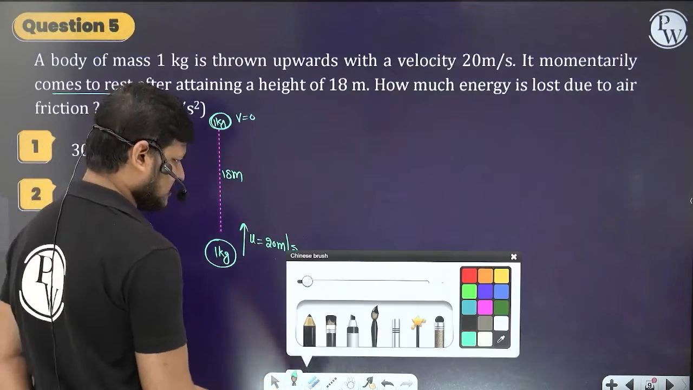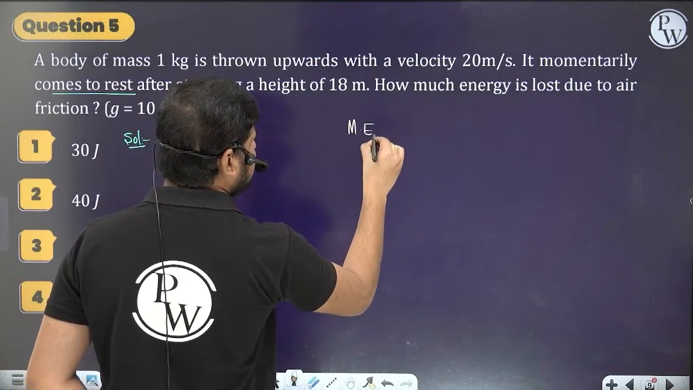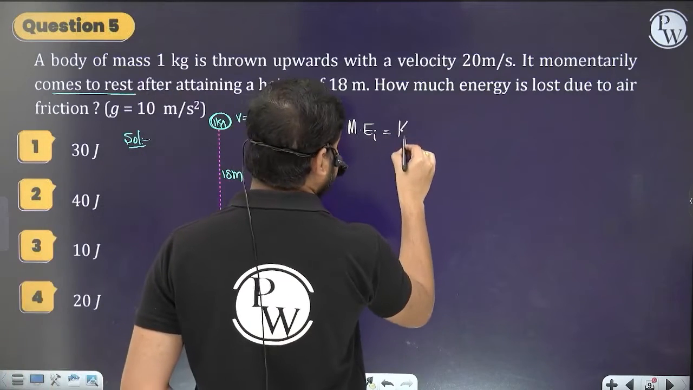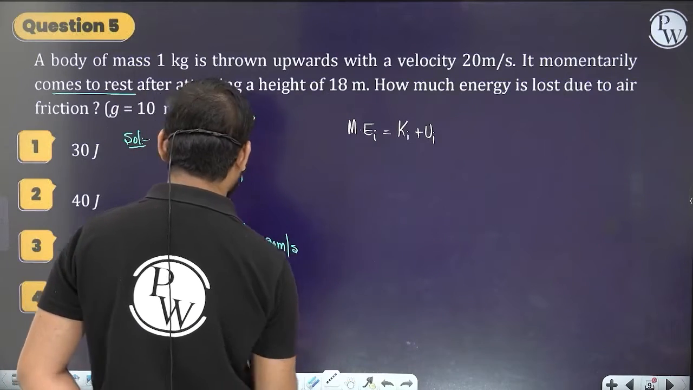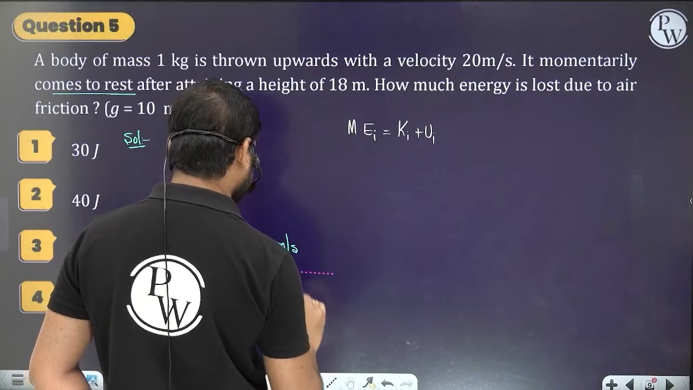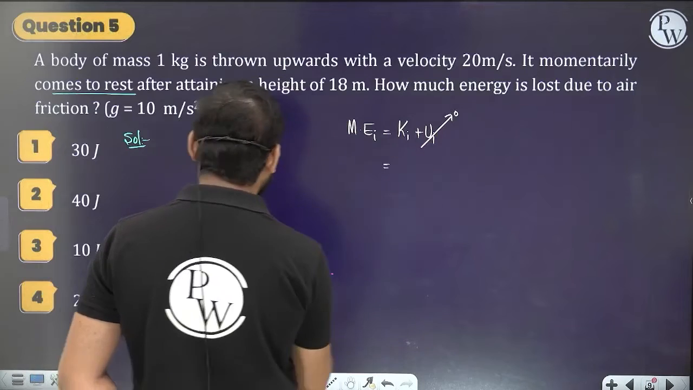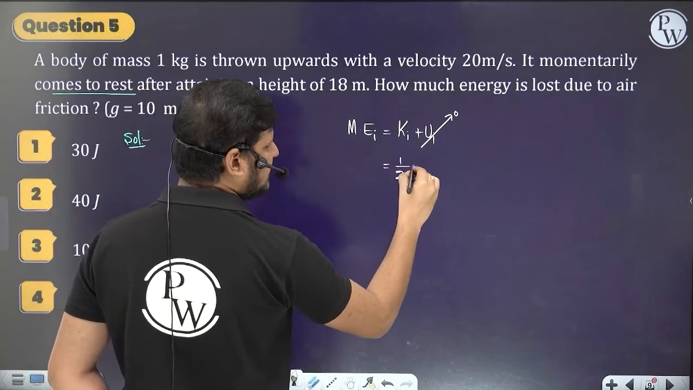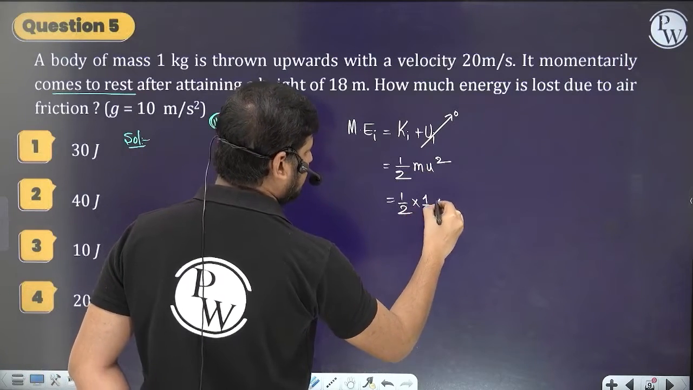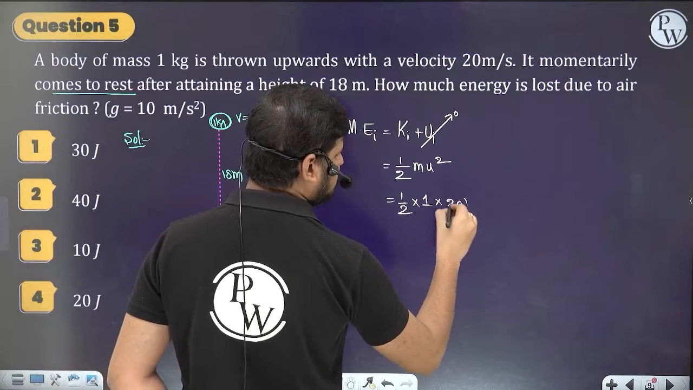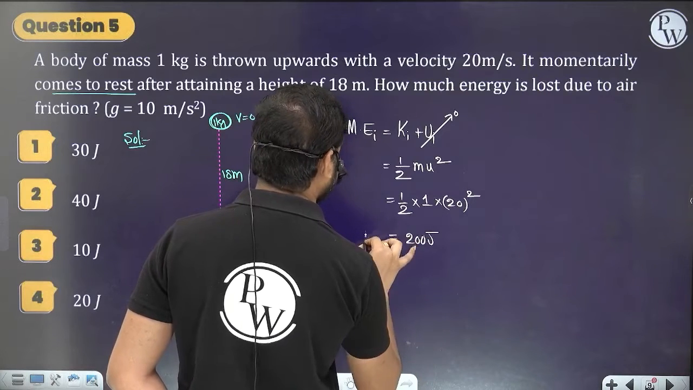See, simple thing. What is its initial energy? The initial mechanical energy is equal to the initial kinetic energy plus the initial potential energy. Let me consider this is the ground. Initially, on the ground, the initial potential energy is 0. It is thrown with some velocity u, so its initial kinetic energy will be half m u square. So half into its mass 1 kg into the velocity u square, which is 20 whole square, right? So this is 400 by 2, which is 200 joules, the initial mechanical energy.